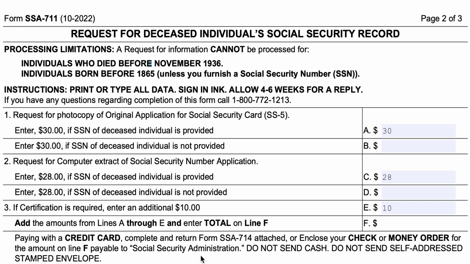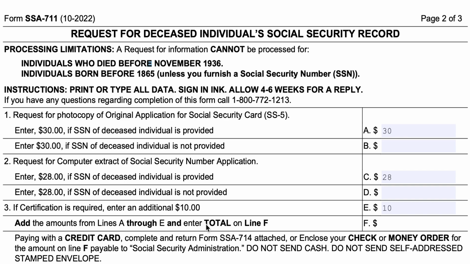SSA 711, request for deceased individual social security record. So a lot of times this might be requested by a family member who is either looking for additional information for their personal purposes, could be for genealogical research, researching family tree information, things of that nature. So this isn't the only way that you can obtain a deceased individual social security record. However, this is a fairly straightforward way.